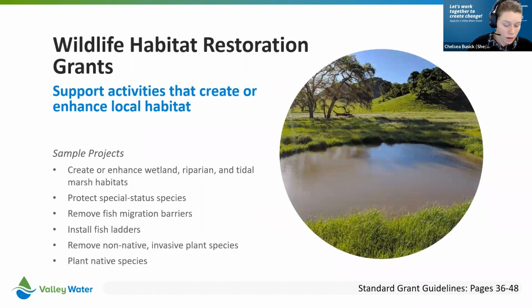And then we have our wildlife habitat restoration grants, which are for activities such as creating or enhancing wetlands, riparian and tidal marsh habitat, protecting special status species, removing fish passage impediments, removing non-native invasive plant species, and planting native species. We encourage you to look at our One Water document, and it's also referenced in the criteria for this project type that is attached in the guidelines.